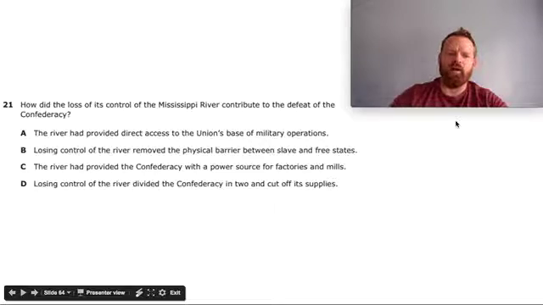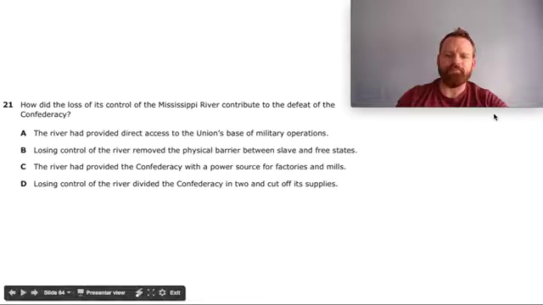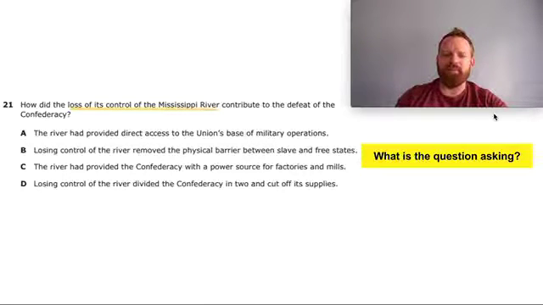Okay, how did the loss of its control of the Mississippi River contribute to the defeat of the Confederacy? Okay, so first we got to know what the question's asking. So losing control of the Mississippi River, what did this affect for the Confederacy?